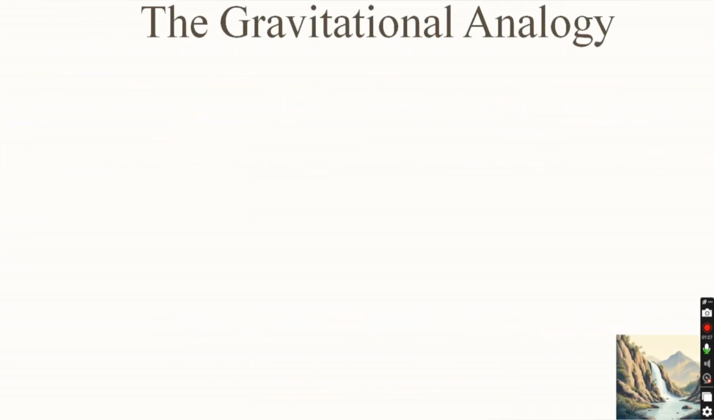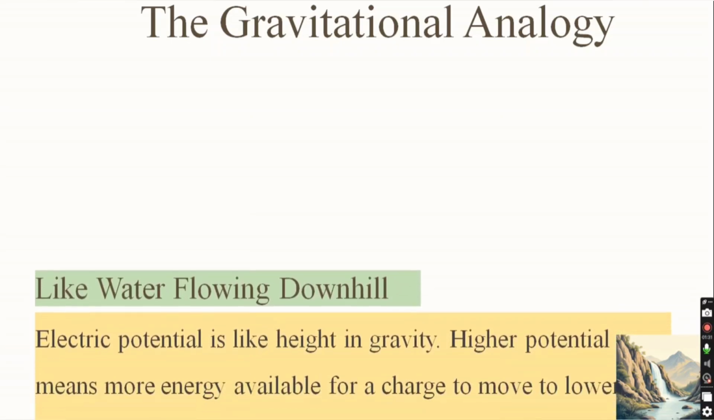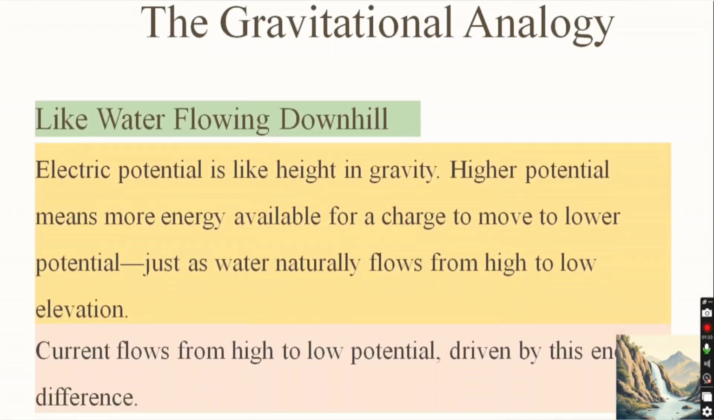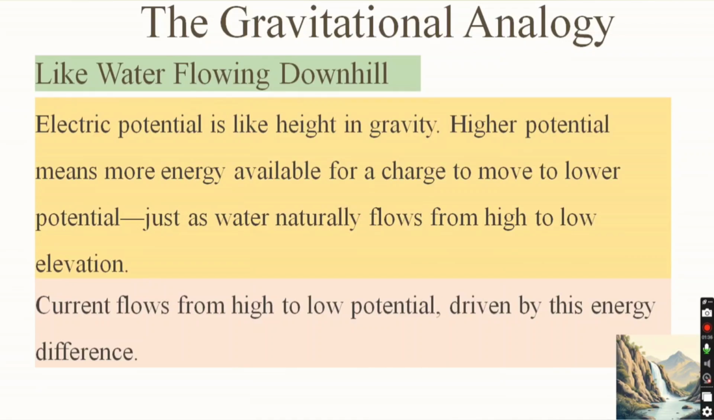Gravitational analogy: water stored at a higher height has more gravitational potential energy, just like a charge at a higher electric potential has more electric potential energy. Water flows from high to low height. Charges move from high to low potential. Flow happens because of a difference. Height difference causes water flow, and potential difference, voltage, causes electric current.